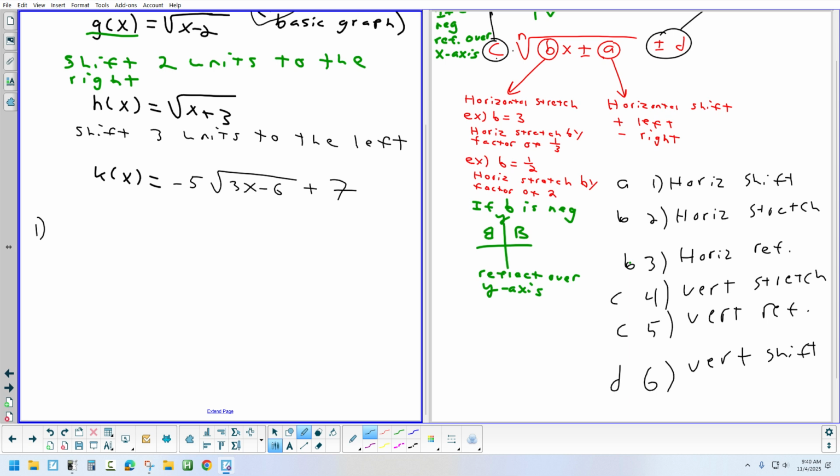A -6. Yep. What does a -6 do? 6 units to the right. It's going to shift 6 units to the right. Okay, so we dealt with the 6. What's the next number we're going to look at? The 3. Yep. Which actually in the example I gave you, it actually is a 3, so we can just read that off. What's the 3 going to cause the graph to do? Horizontal stretch by a factor of 1/3. Right. Horizontal stretch by factor of 1/3.